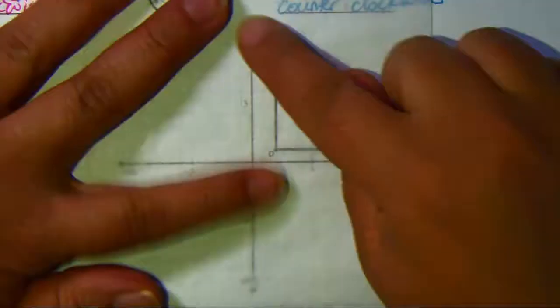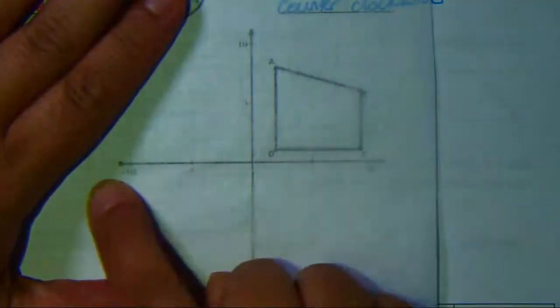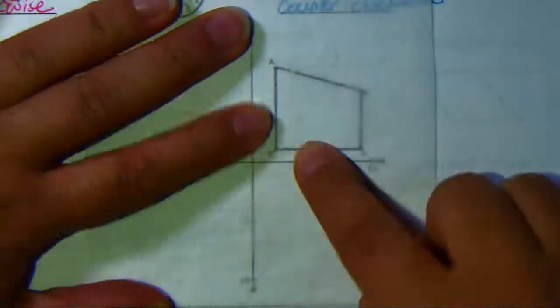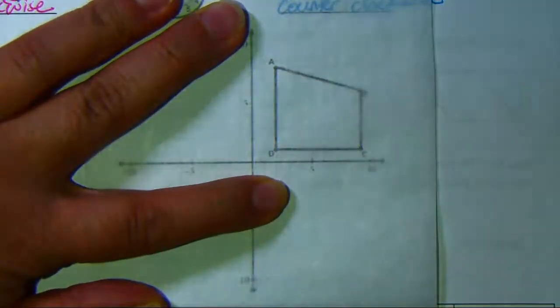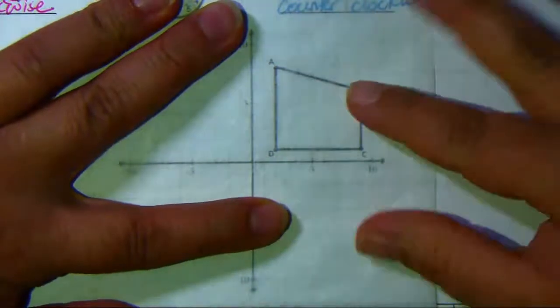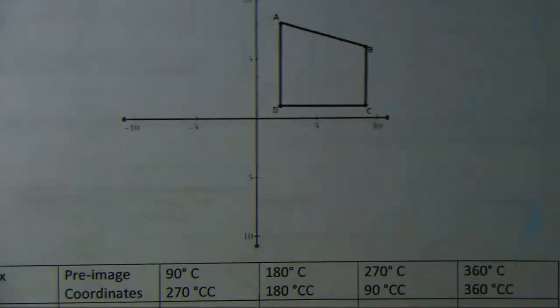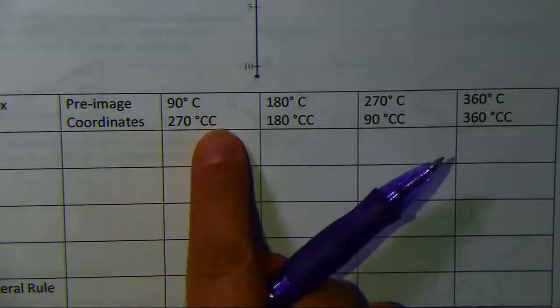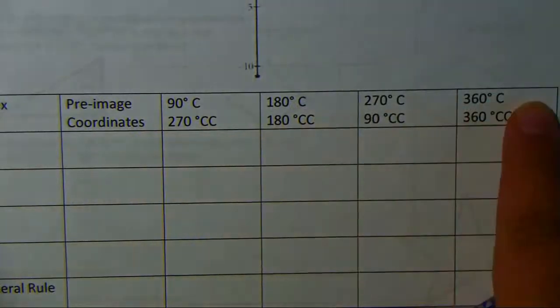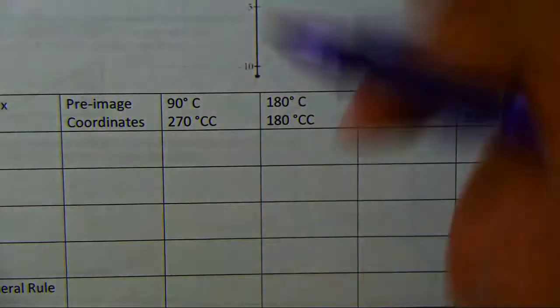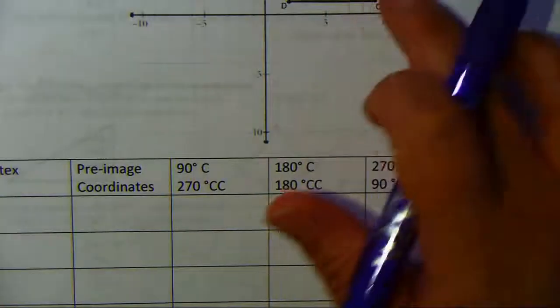So what we're going to do is trace my X and Y axis, and I'm going to put the points of my quadrilateral here, and mark my center as the origin. For each one of these, we are going to rotate our figure a certain number of degrees, and by rotating the patty paper, it's going to allow me to see exactly where my points A, B, C, and D land.